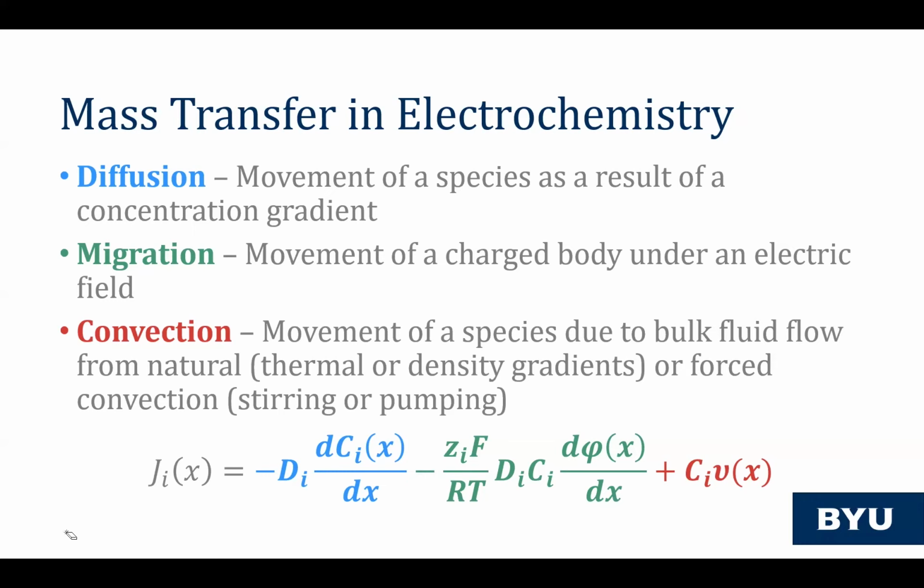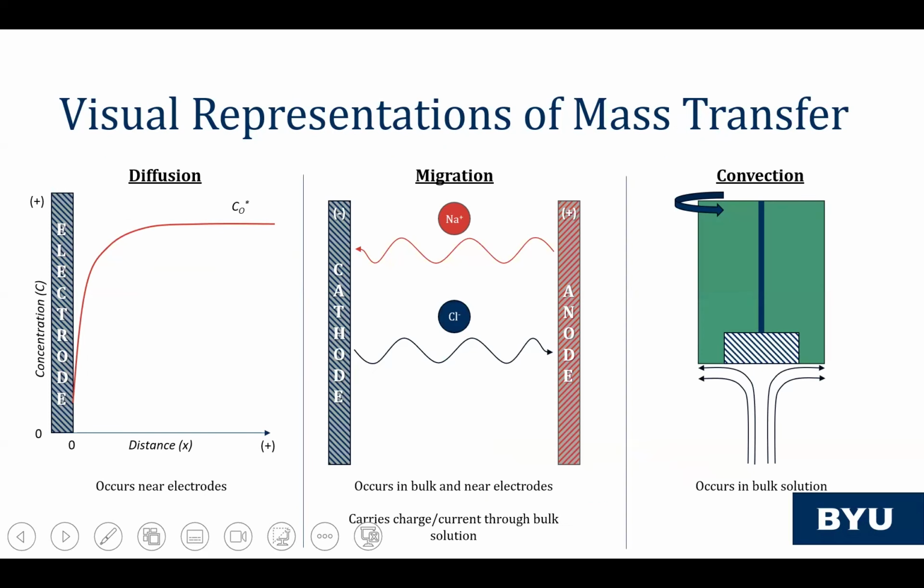This blue is our diffusion term in the Nernst-Planck equation, where we can see the concentration gradient by a derivative of the concentration with respect to distance. And we can see that migration is in green, and this z here represents the charge of a particle and how it responds to potential gradients in the cell. And then the C times this velocity term in red represents our convection. So if you're more of a visual learner, this graphical representation should help you get a concept of this.